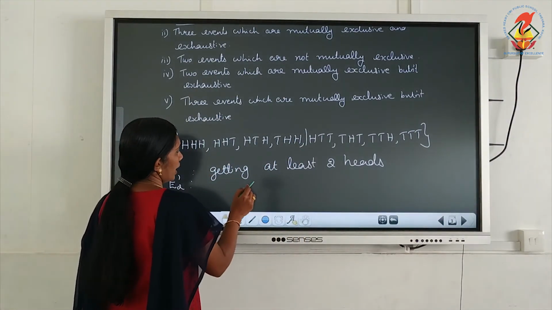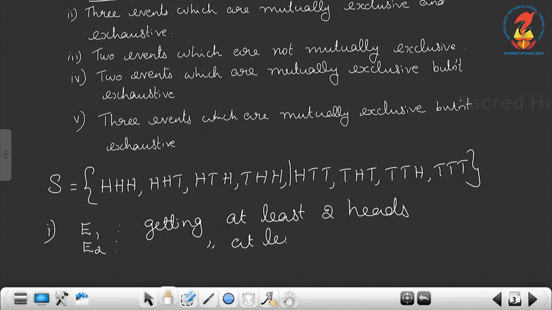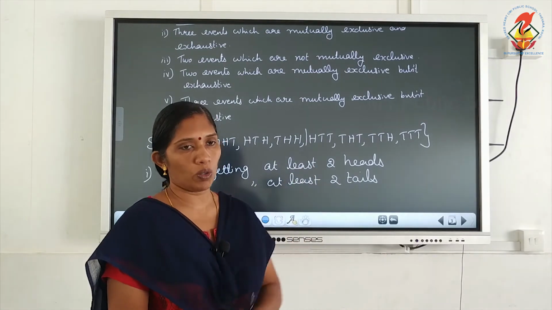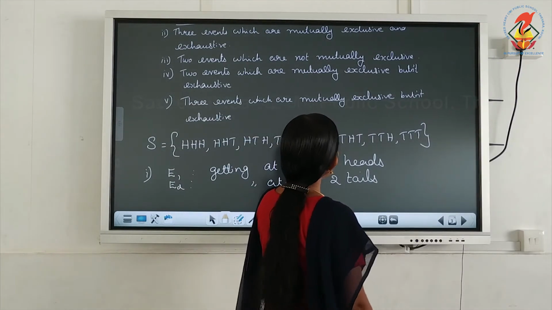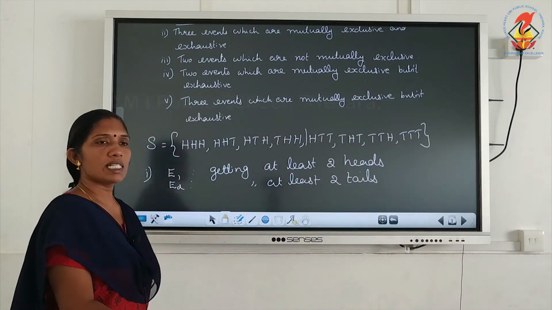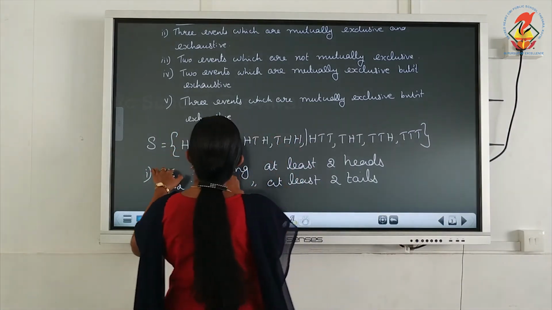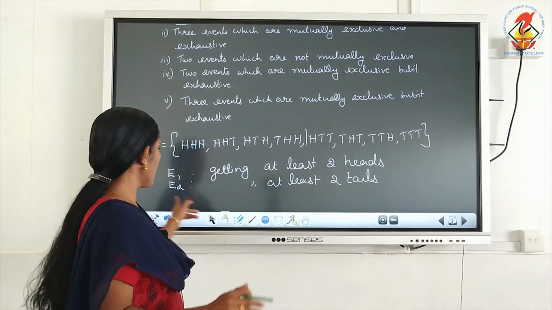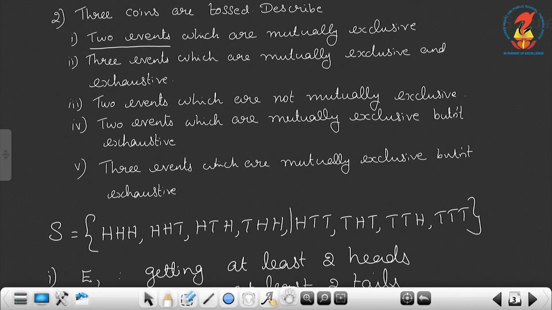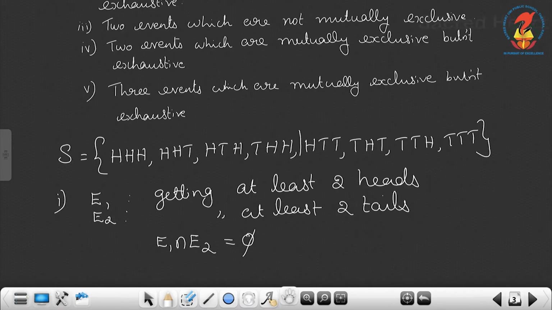Then E2, getting at least 2 tails. What do you mean by at least 2 tails? 2 or more. So here look, this fifth case, 2 tails, 2 tails, 2 tails, and here 3 tails. Now what is their intersection? So the first 4 are in E1, the last 4 are in E2. So here E1 intersection E2 is equal to the null set. So we can say they are mutually exclusive. So this is one particular example.